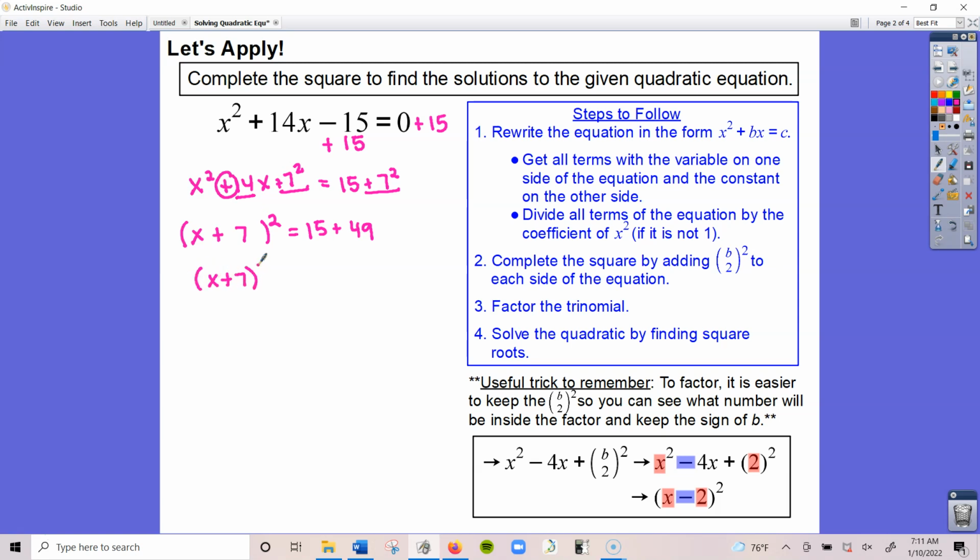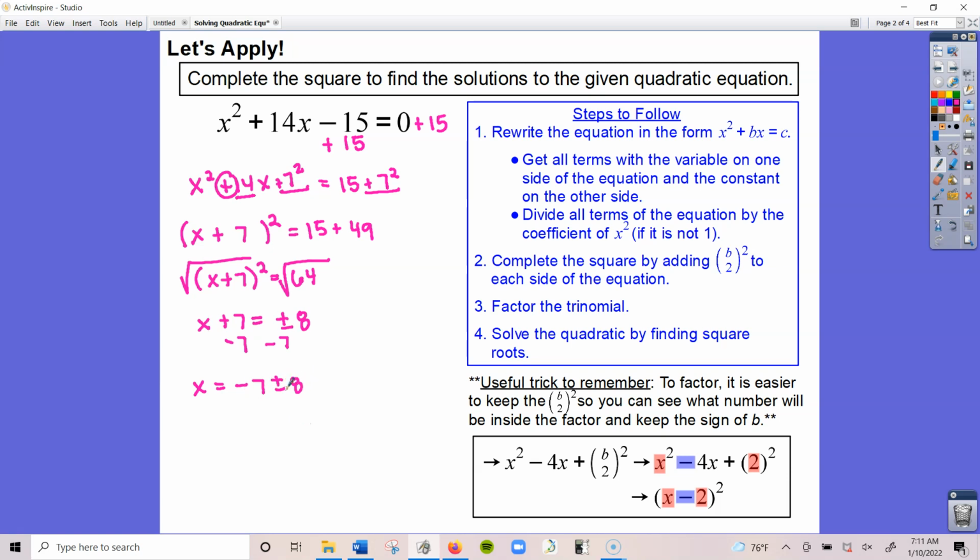x plus 7 squared is equal to 15 plus 49, which is 64. Our next step is to square root so that we can get rid of this exponent. So x plus 7 is going to equal the square root of 64, which is plus or minus 8. Our final step is to subtract the 7. And when I write this out, I'm going to write whatever I added or subtracted to the other side in front. So negative 7 plus or minus 8.